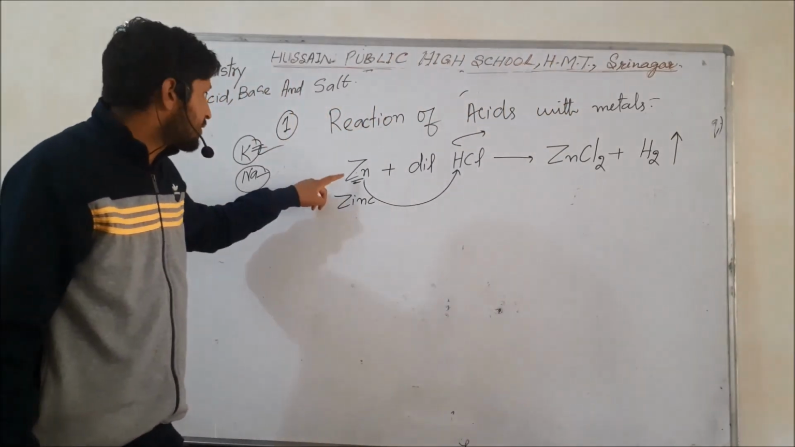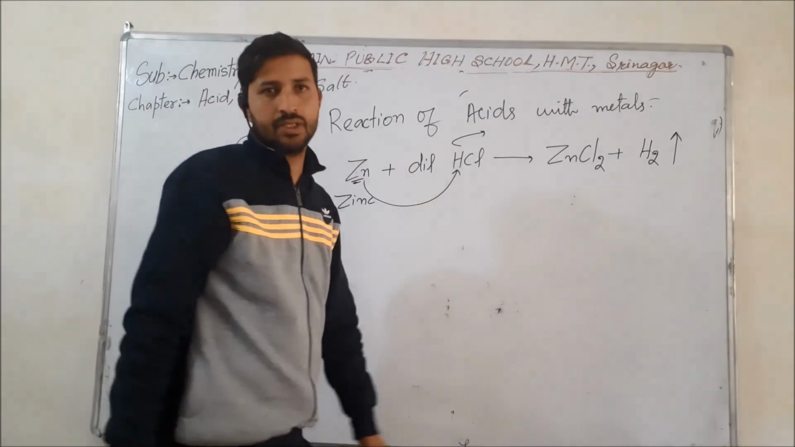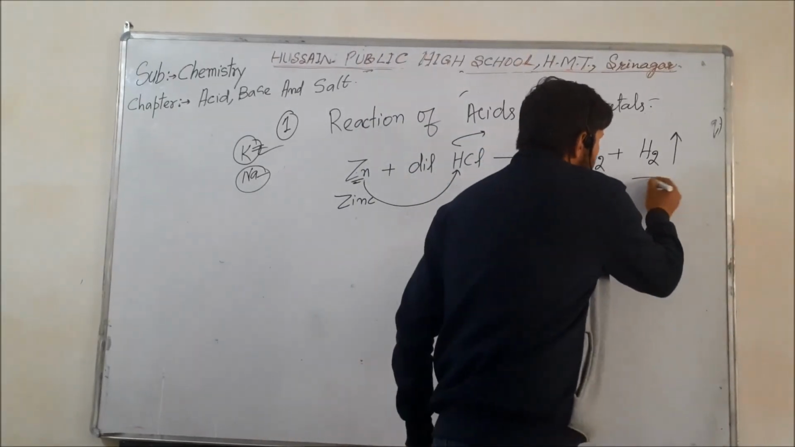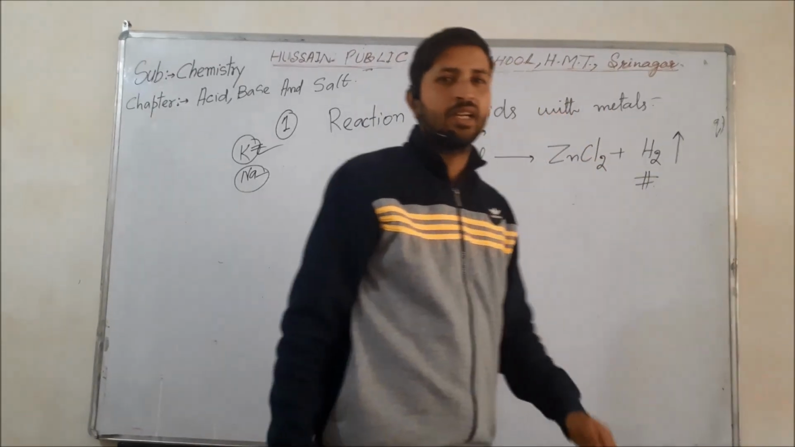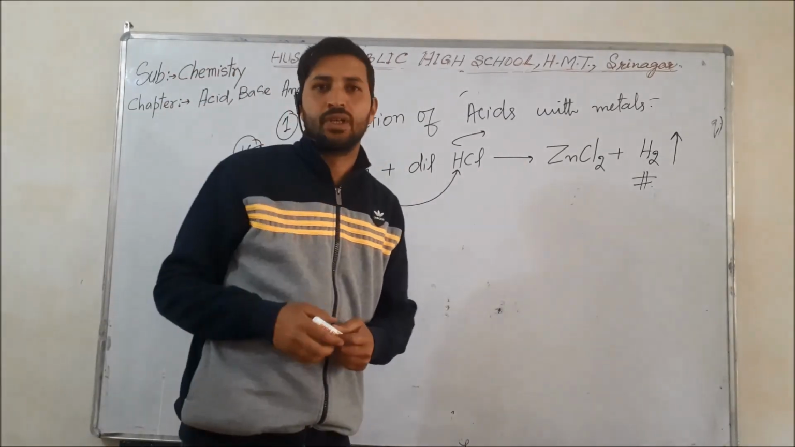What happens when a zinc metal is dipped in dilute hydrochloric acid? Then zinc chloride is formed and also hydrogen gas is formed. This reaction is also used to produce or generate hydrogen gas.